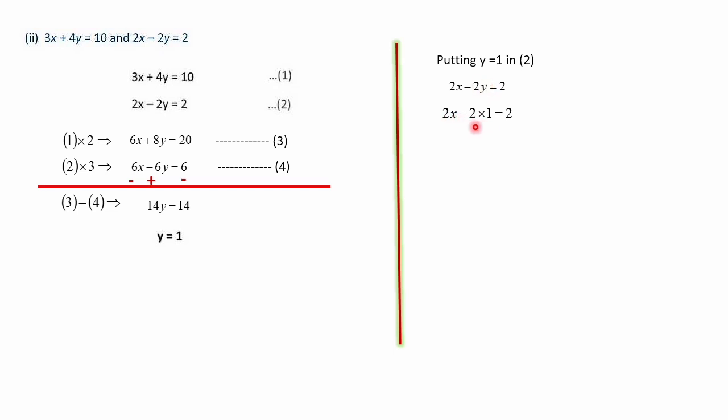Just substituted 2 into 1, equal to 2. That is 2x is equal to this minus 2 will come to the right side as plus 2. 2 into 1 is 2, minus 2 will come to the right side as plus 2. So 2x is equal to 2 plus 2 is 4. Then x is equal to 4 divided by 2. This 2 will come to the denominator. 4 by 2 is equal to 2. So we have got the solution as x is equal to 2, y is equal to 1. So x is equal to 2 and y is equal to 1 are the solution here.